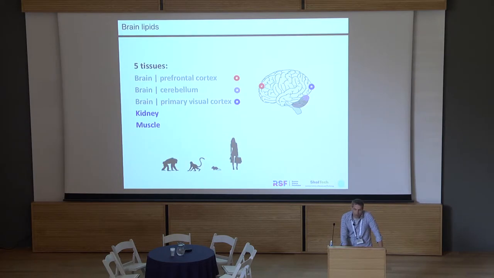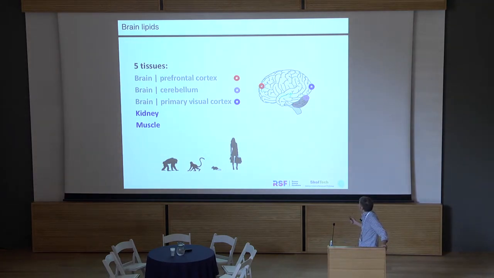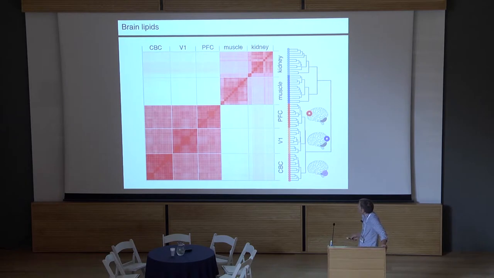But I start with a study we did already 3 years ago, which is a long time for lipid research. It was brains of humans, chimpanzees, macaques, and mice, and we had 3 different brain regions. We also had other organs, kidney and muscle, because we wanted to compare brain to non-brain tissue. You can see here prefrontal cortex, primary visual cortex, cerebellum, very different brain regions, because we were not sure what we would see. And we saw this.